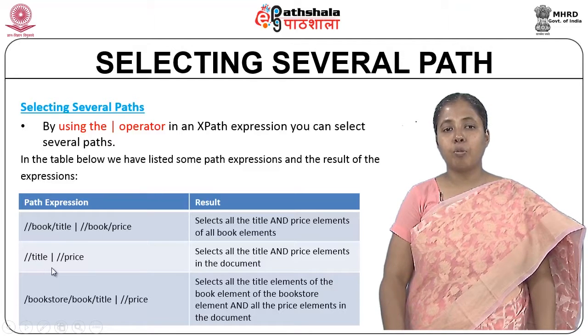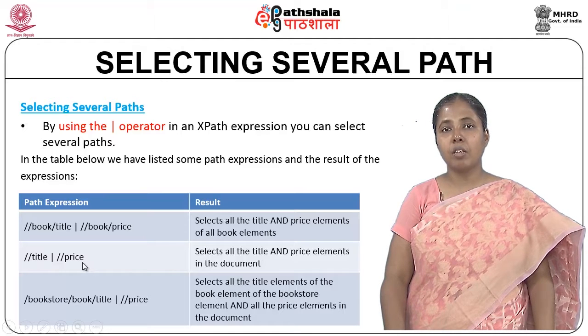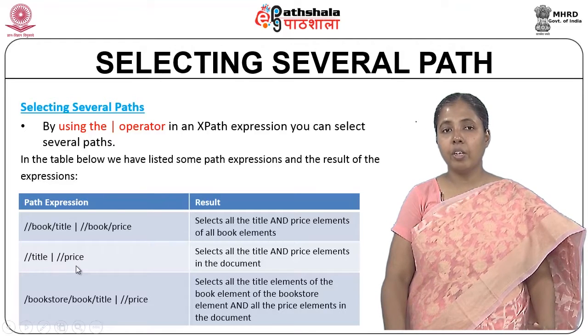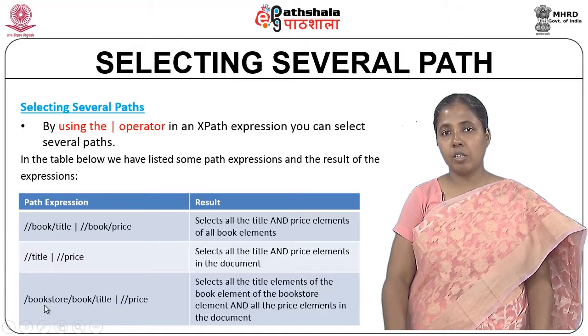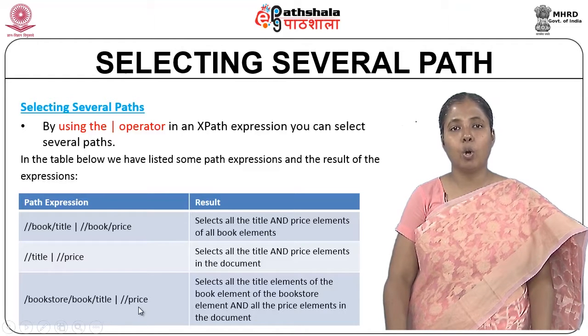The next path expression specifies all title and price elements in the document. A double slash specifies elements that are present anywhere in the document. In the next example, it selects all title elements that come under the bookstore, under the book element, and all the price elements anywhere in the document.